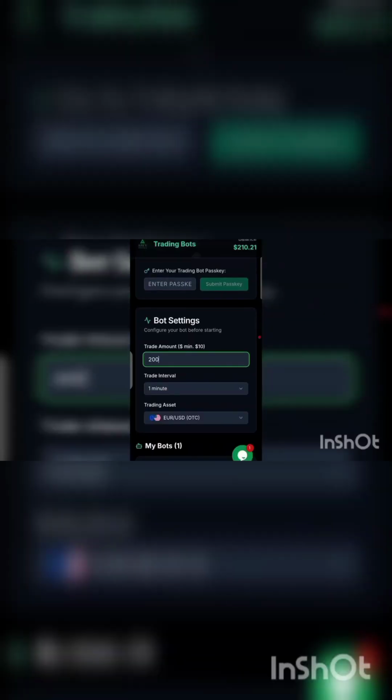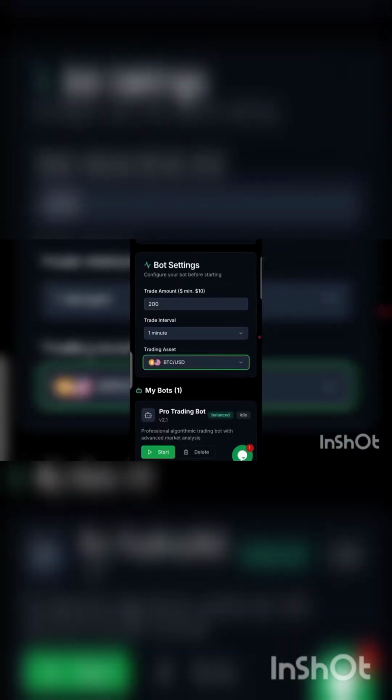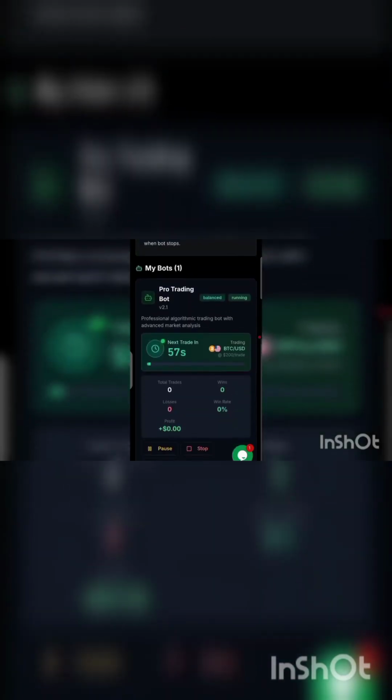I'm going to be inputting the 200 which we just deposited here, and I'm going to be selecting 1 minute for this particular trade. You can see I've actually selected it. Are you getting me? And you can see my bot. I now have one running here, so you can see that it's already running. I've installed it and it has started counting. Every 1 minute this particular bot will carry out a trade, and how it carries out a trade is that it analyzes the market.